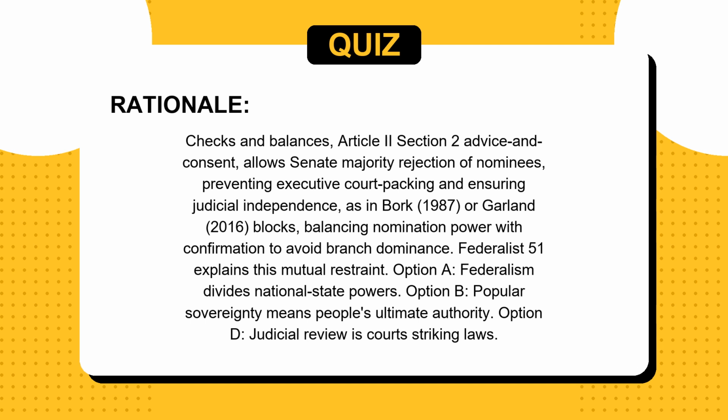Option A, federalism divides national-state powers. Option B, popular sovereignty means people's ultimate authority. Option D, judicial review is courts striking laws.